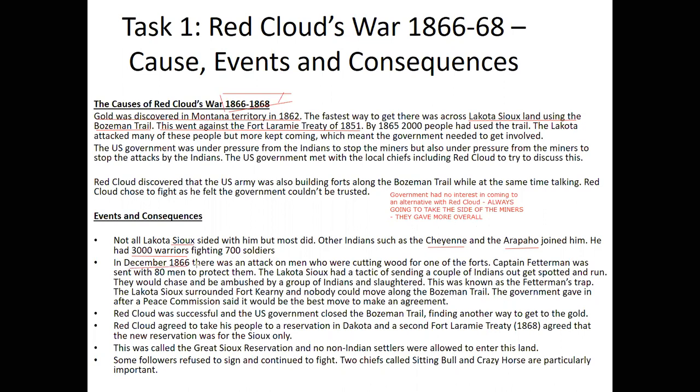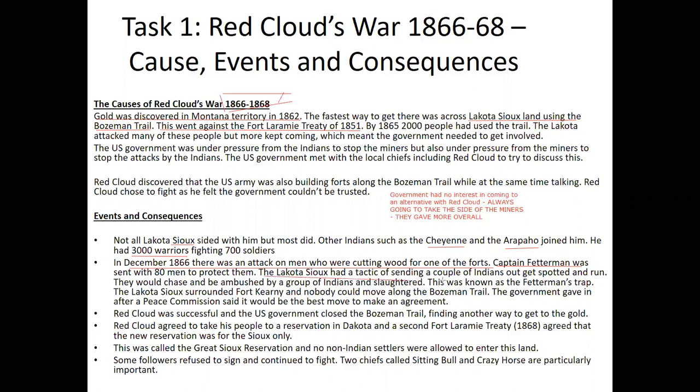So in December 1866, there was an attack on men who were cutting wood for one of the forts. Now, this needs to be understood. So December 1866, we're in the years of Red Cloud's War. Captain Fetterman was sent with 80 men to protect these men who were cutting wood.